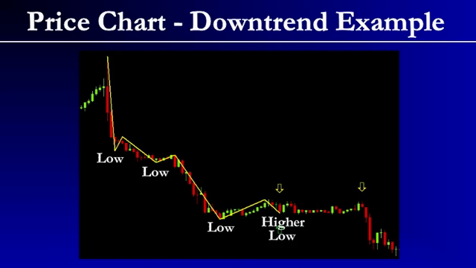So what can we learn from this price chart? First we see that price is in a downward trend, and we see the example of lower lows and lower highs. And then we saw where we have a higher low. This is really an indication of the end of the trend. No longer the case where we have lower lows and lower highs, we now have a higher low. So that trend has ended.